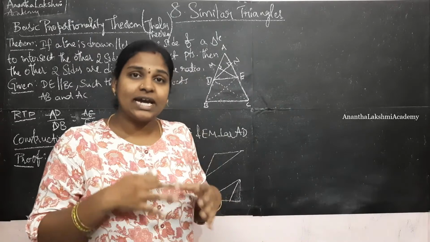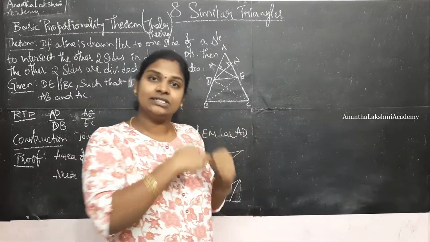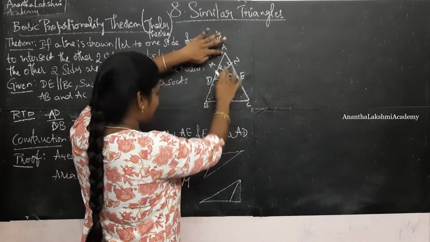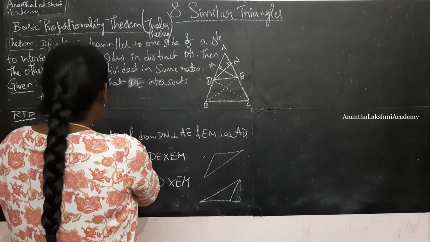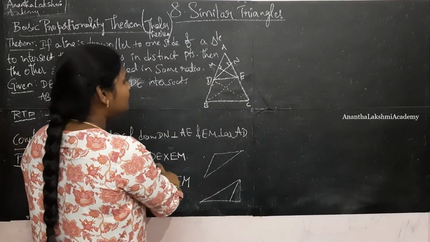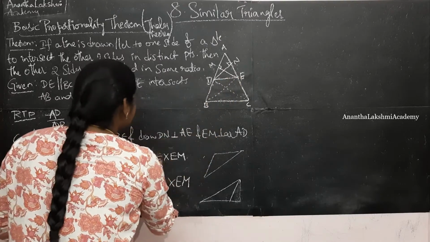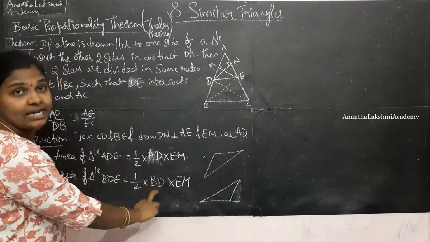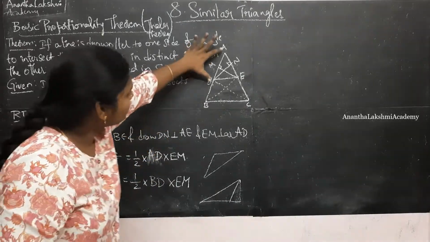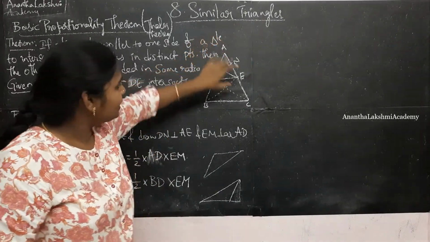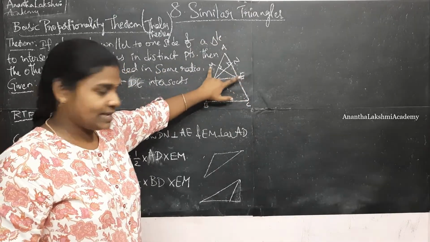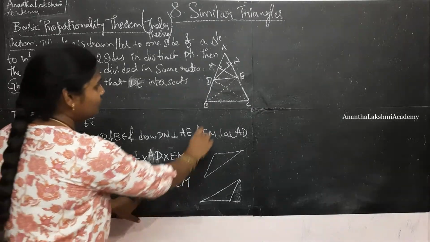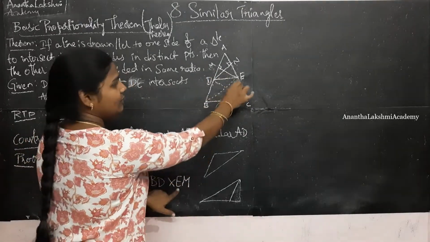I am trying to get that ratio using the areas. So what I figured out, first I took the triangle ADE, wherein I figured out the area as half into, okay, it is not DE, it is AD, because we want the first ratio to be between AD and DB, right? So let us consider this as the base and this is the perpendicular drawn to the base. And then area of triangle BDE is equal to half into, this is the base, and then we got this.